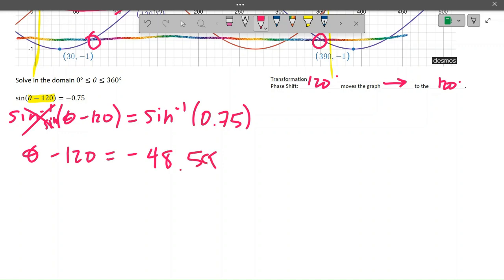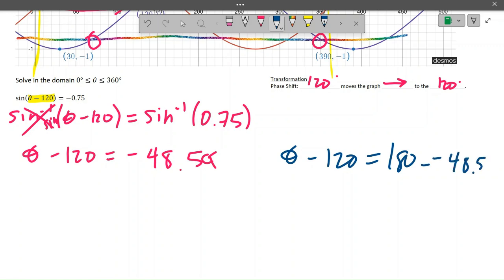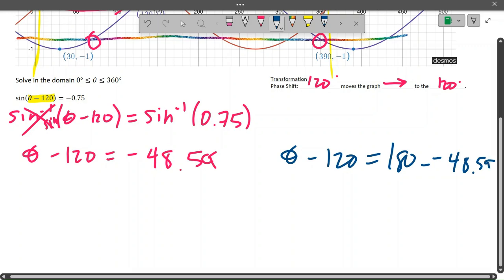Okay, before we manipulate this equation more, I am going to come over here and I'm going to use my property to find the value within the 180 degrees like we've done in the past. It's really important that you do this at this point. If you don't, you're going to end up with the wrong answer. So I have theta minus 120 degrees equals 180 minus negative 48.59. I like to set that up here because if you do this out of order, you won't get the right answer.